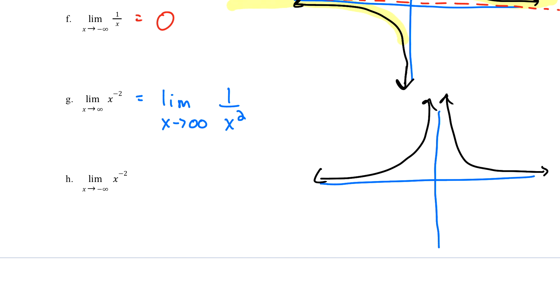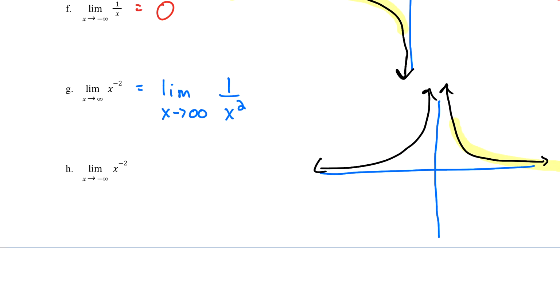So for part G, the limit as x approaches positive infinity, as I move farther and farther to the right. Again, we see the same behavior that we saw in our last function. We're getting closer and closer to the x-axis. I know that the x-axis has a y value of 0, so we're getting closer and closer to y equals 0.